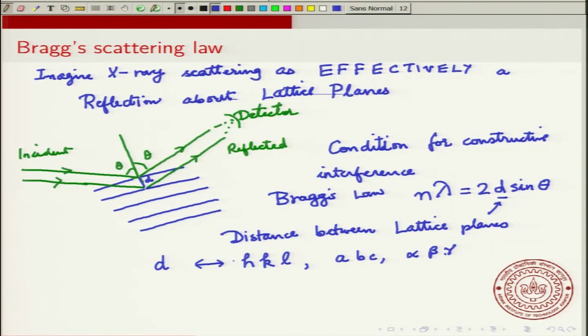So if you know a, b, c, alpha, beta, gamma and h, k, l, you can calculate the distance between lattice planes. This is the basic idea of X-ray diffraction: you have an incident beam, you have a reflected beam, and you can calculate the condition for constructive interference. Only when there is constructive interference will you see a maximum at the detector, and in that case you will have this Bragg condition. We will discuss this in more detail as we go on, but I just wanted to introduce the Bragg scattering law.